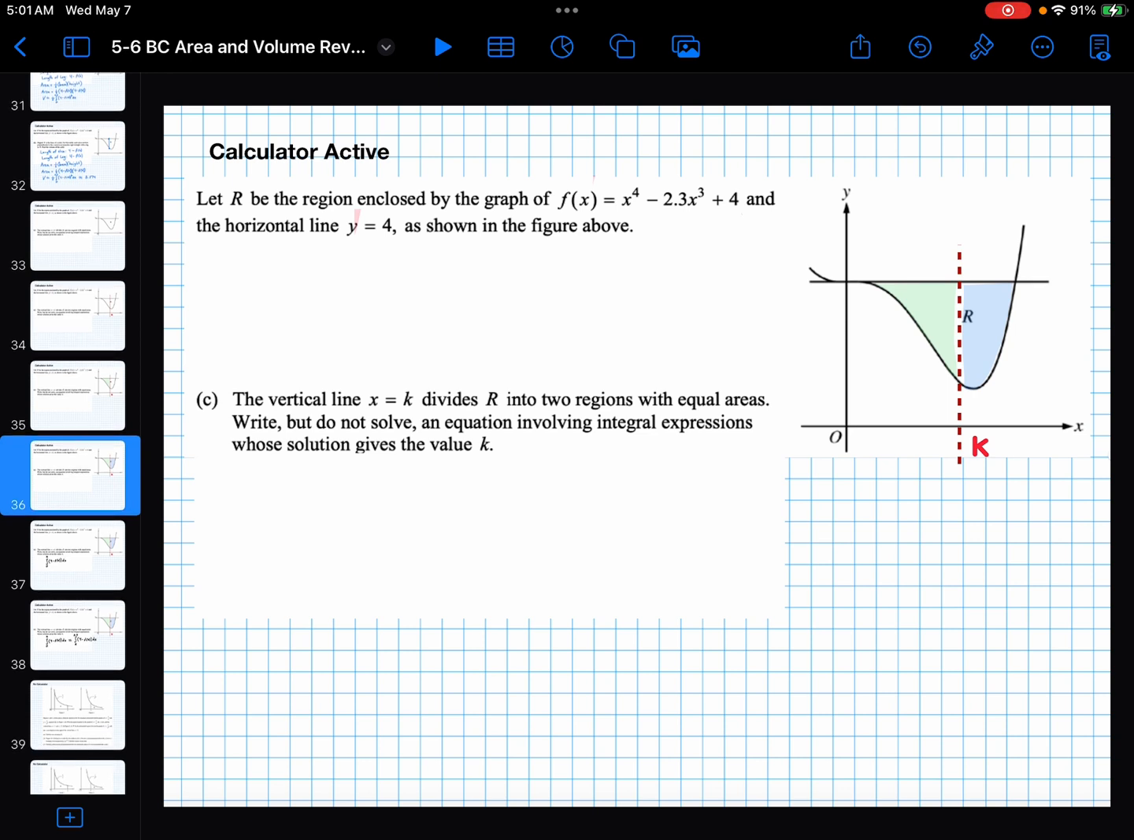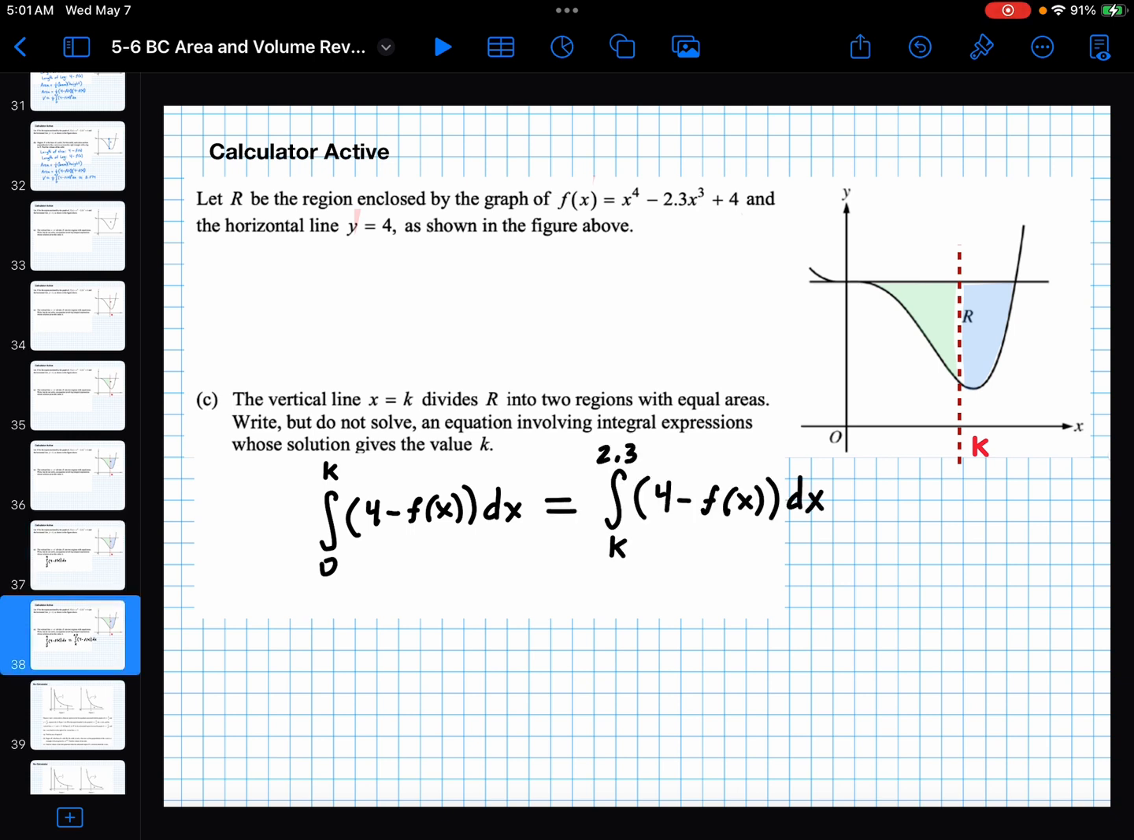So on the left side, you're going to go from 0 to k. You already know what the height of your rectangle is from part A. And you're just going to set that equal to the integral from k to the other intersection point, 2.3, same height. It doesn't matter whether or not you know how to solve this.